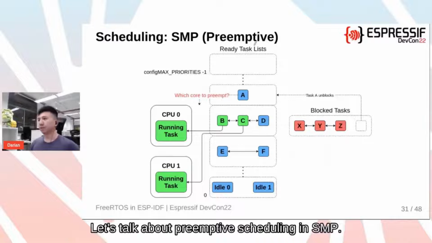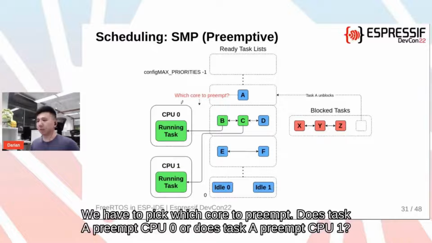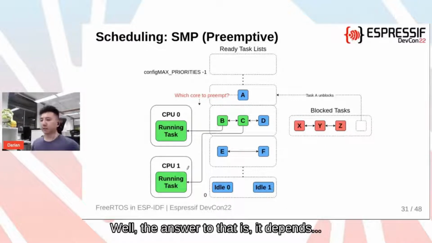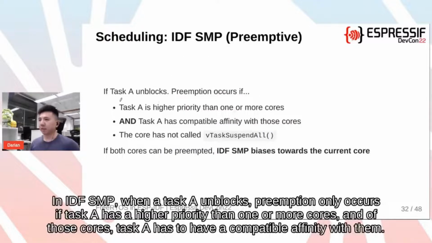So now let's talk about preemptive scheduling in SMP. Let's say task A was previously blocked and is now unblocked and is also the highest priority task. So we have to pick which core to preempt. Does task A preempt CPU 0 or does task A preempt CPU 1? Well, the answer to that is it depends. So what does it depend on? In IDF SMP, when a task A unblocks, preemption only occurs if task A has a higher priority than one or more cores. And of those cores, task A has to have a compatible affinity with them.